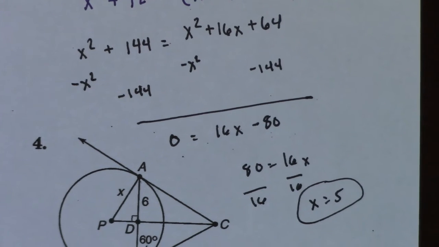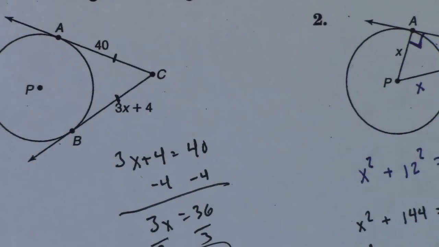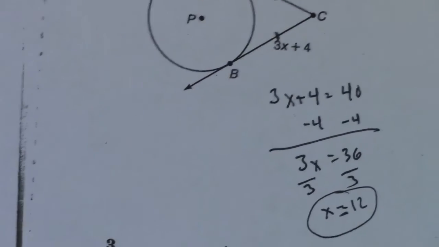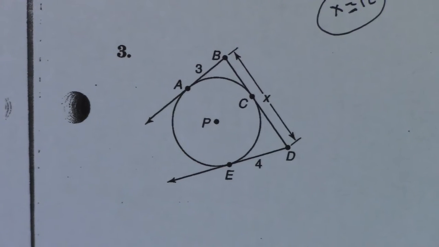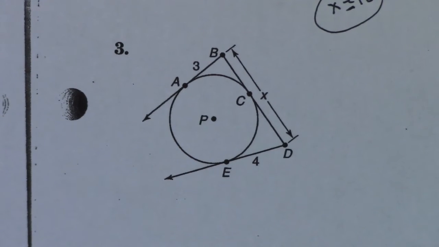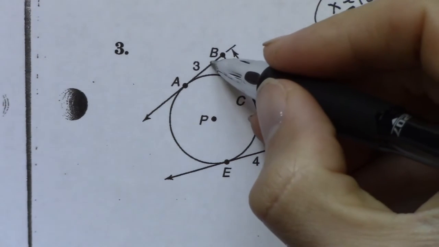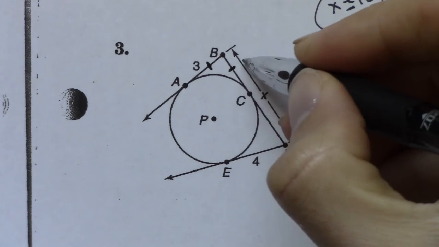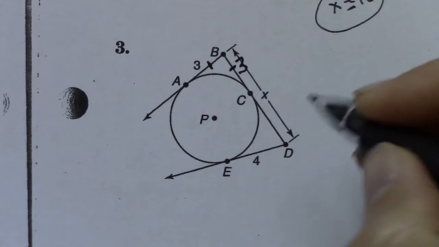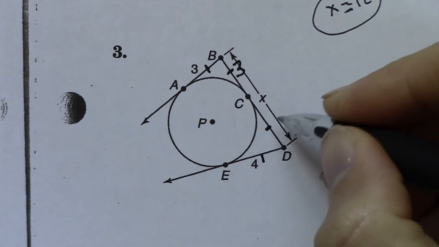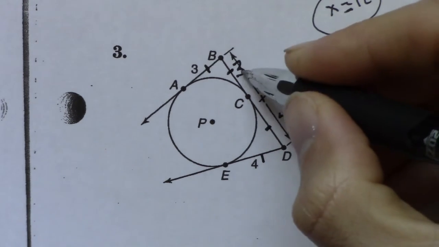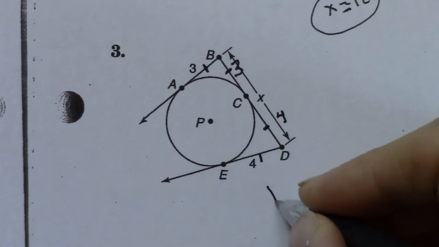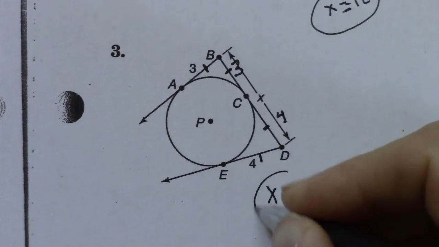I'm now going to jump over to number 3. Number 3 gets kind of interesting. Let's see if we can make sense of this. So with number 3, I know that tangents with a common point must be the same, so that means this piece over here is also 3, and that means this piece over here is also 4. What is x? x is both of them combined. 3 plus 4, x is equal to 7.